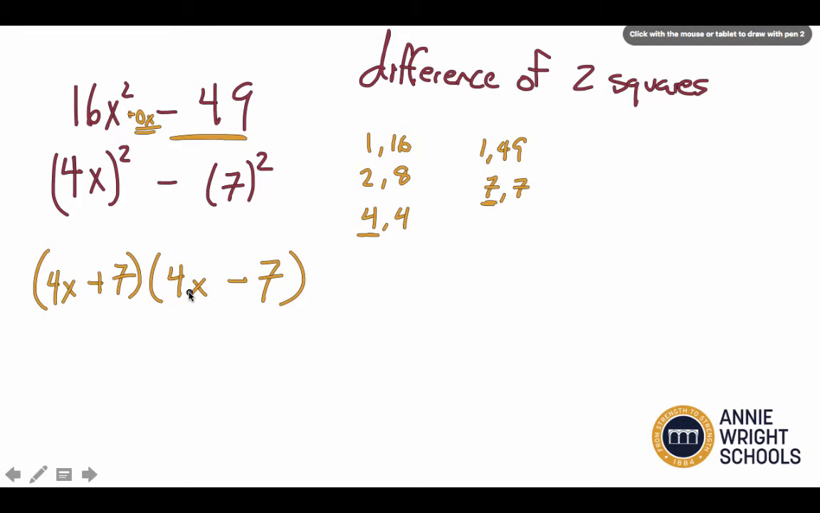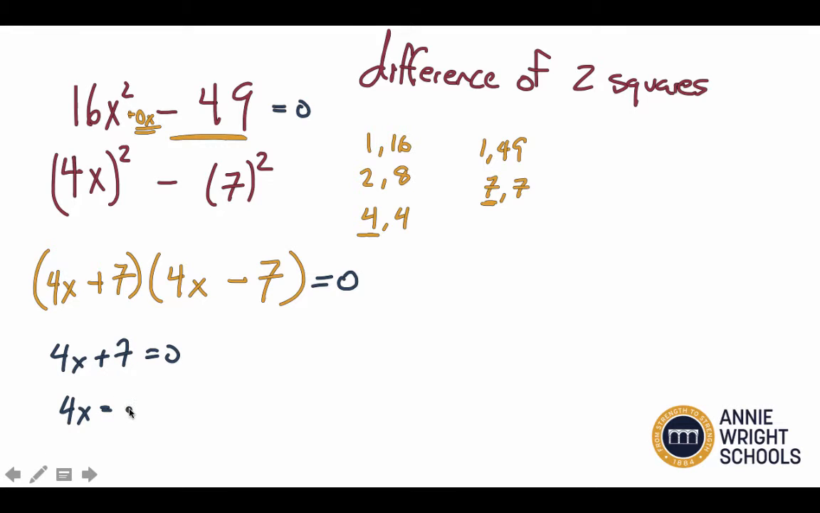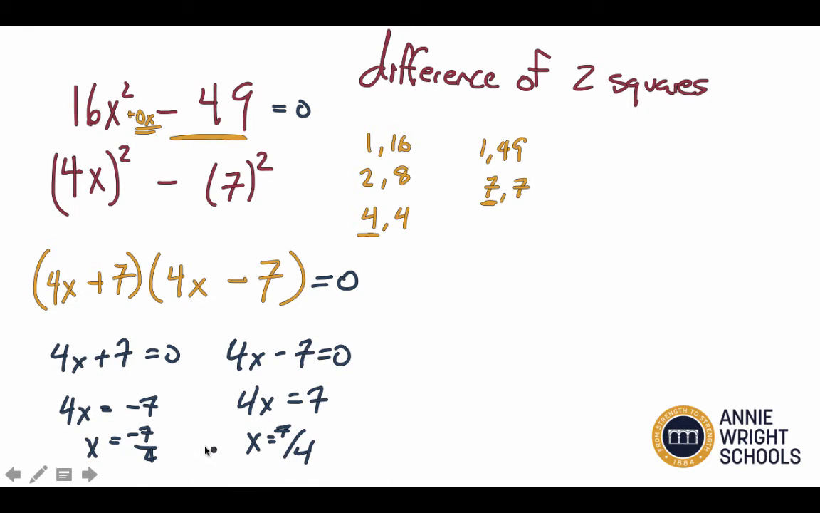Now, if this had been an equation where it was equal to 0, you would now solve these two, and get 4x plus 7 equals 0, 4x equals negative 7, x equals negative 7 over 4. I'll do what I ask you to do: I'll write out every step. 4x minus 7 equals 0, 4x equals 7, x equals 7/4, right?